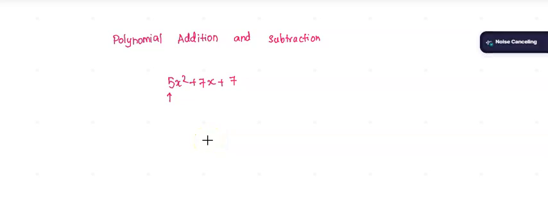In today's video, let us discuss polynomial addition and subtraction step by step. In our previous video, we discussed how to do polynomial long division step by step. So here are the next two operations, addition and subtraction. For any polynomial, we need to know the basic terms.